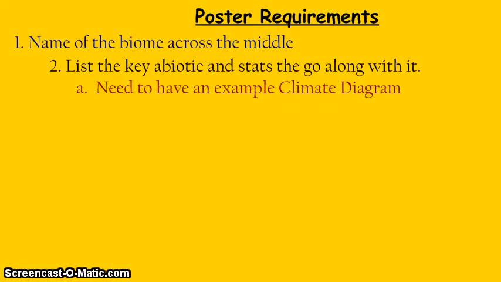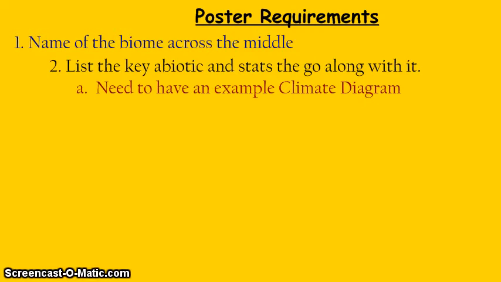The next one is that you need to have a list of key abiotic factors and stats that go along with it. The book does give you a list of abiotic factors and some stats to go along with it. For instance, you might say it has a cold season and a warm season. What do those temperatures for cold and warm seasons look like? How long are they, etc., etc.